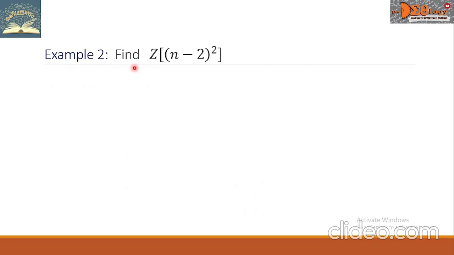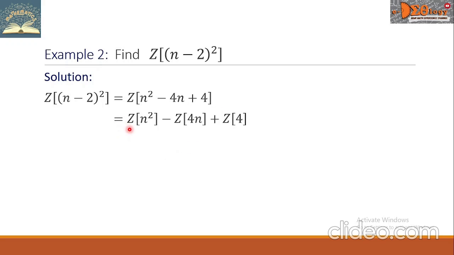Example 2. Find Z transform of n minus 2 that is squared. When we expand this n minus 2 with power 2, we have this n squared minus 4n plus 4. Then we take the Z transform of each of the terms. We have this Z transform of n squared minus Z transform of 4n plus Z transform of 4.